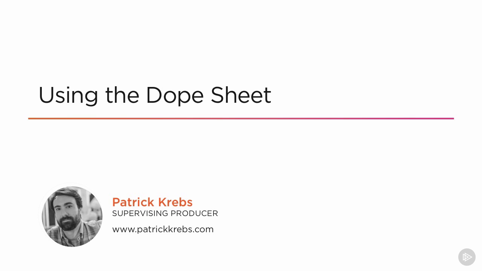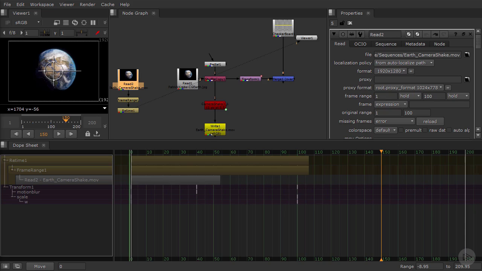In a previous module, we took a look at keyframes. We know what they represent, we know how to add them, we know how to delete them. So now let's go ahead and take a look at the dope sheet. The dope sheet gives you access to all of the keyframes you've created, and it provides an easy way to view and edit them in real time.